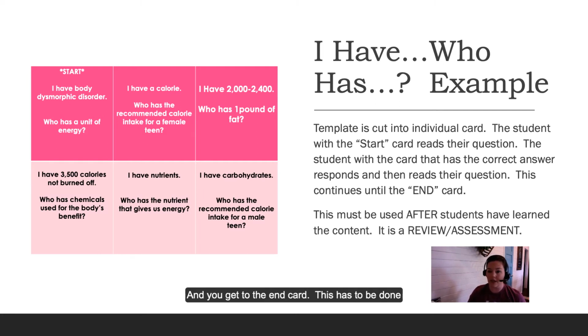This has to be done after students have already learned the content. It's going to be a review or an informal assessment. You can't do this to learn new content because people don't know how to respond to each other, and it's going to get your sequence of the cards messed up. This is also available in this week's folder as a template if you want to make this activity and then change the questions and answers on the card to match what it is you're doing in class.